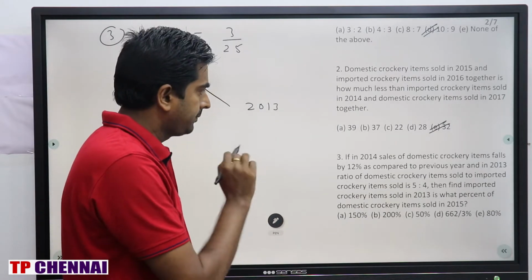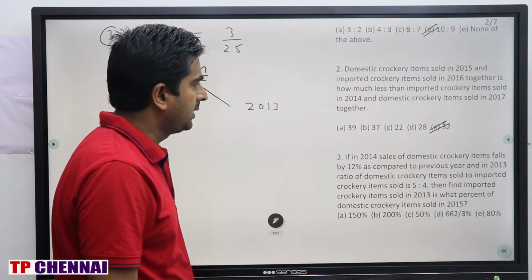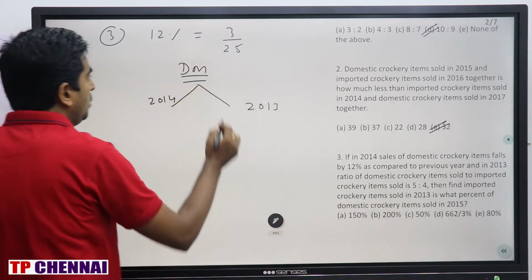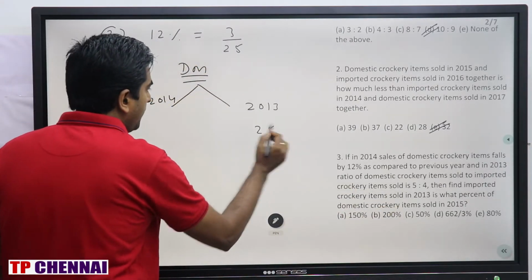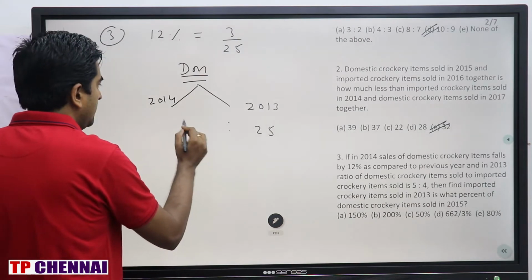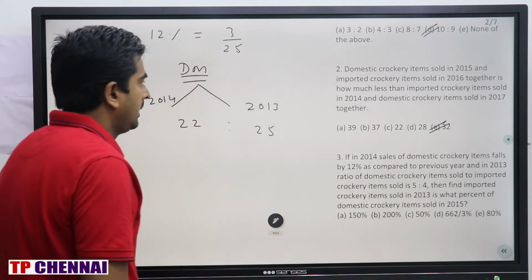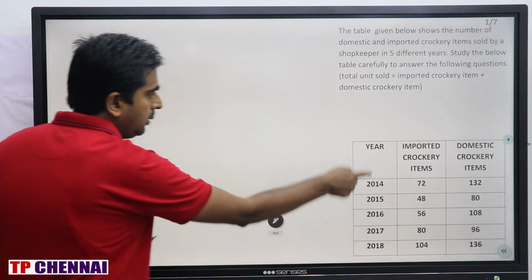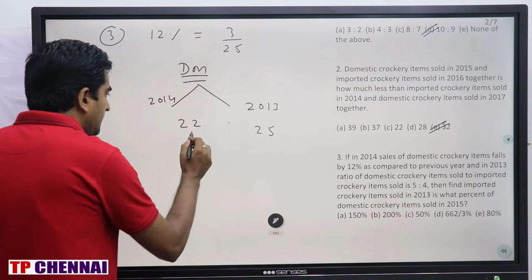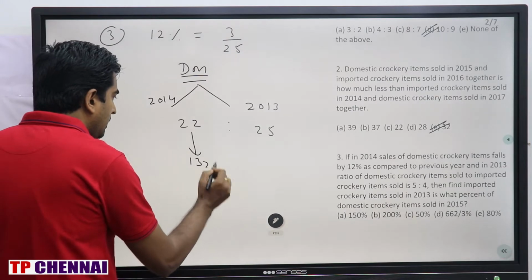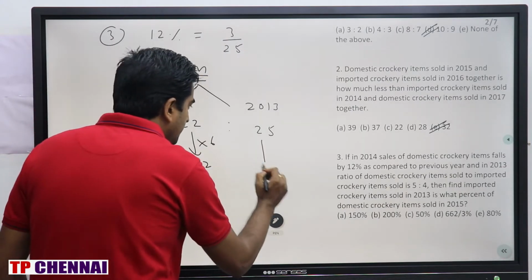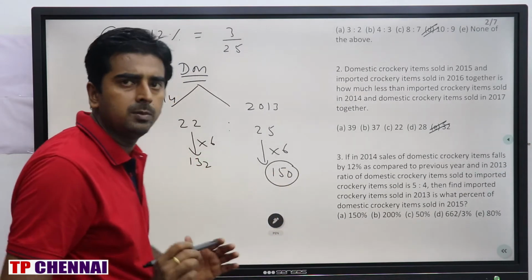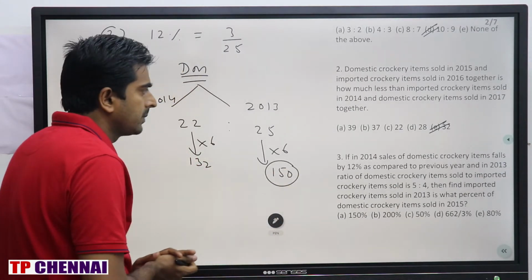What are they saying? In 2014 sales of domestic crockery items fall by 12% as compared to 2013. In 2013, if it is 25, now it is 12% less, so it is nothing but 22. And domestic in 2014, what is the value? 132. So this part is 132. How many times? 6 times. This is also 6 times. So what is the answer? 150. All these things should be mind calculation.